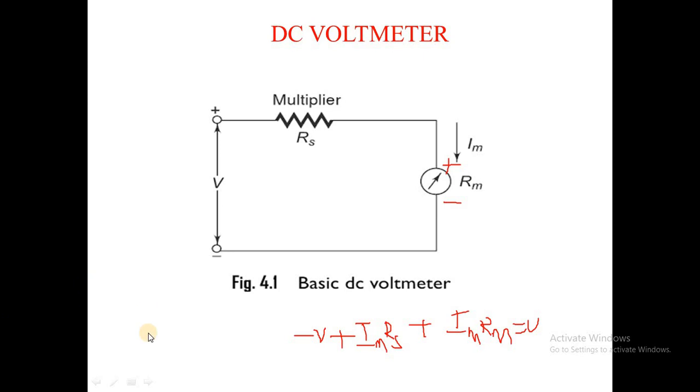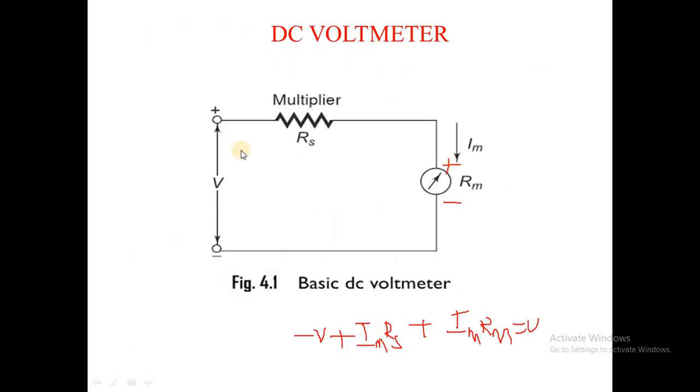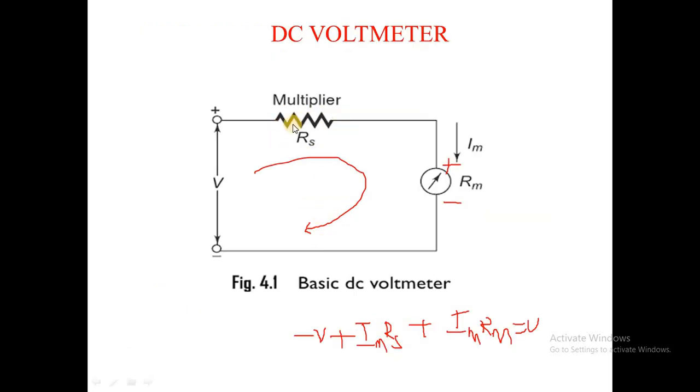So by applying KVL around the loop, in this direction, we can get minus V plus Im into Rs plus Im Rm is equal to 0. Finally we can get the series resistance. The series resistance will be V by Im minus Rm. It will be the formula. We can call this resistance a series resistance.